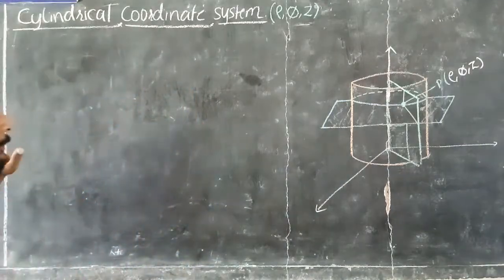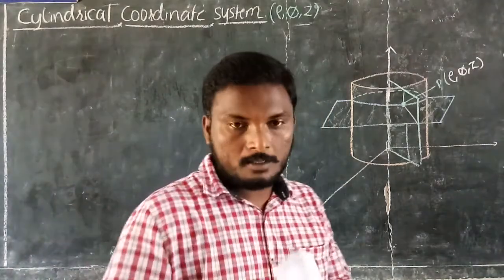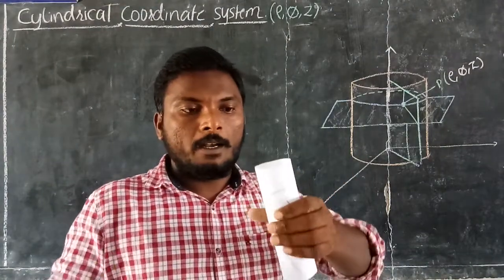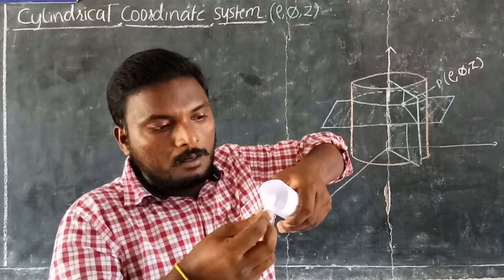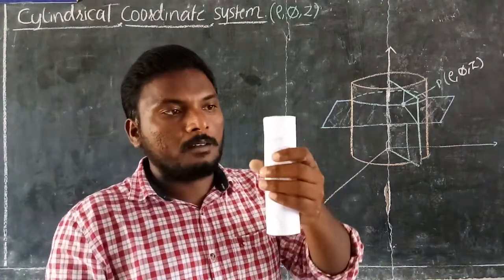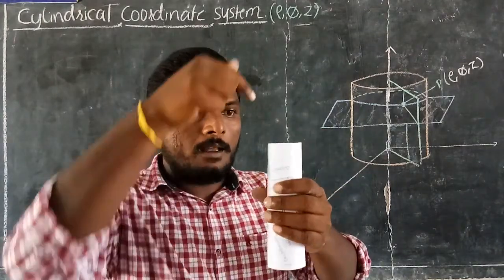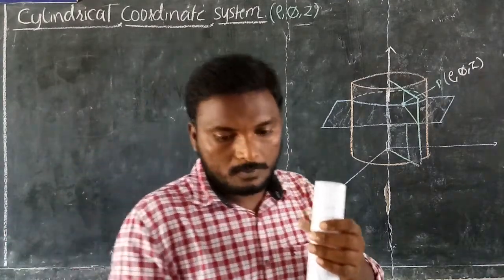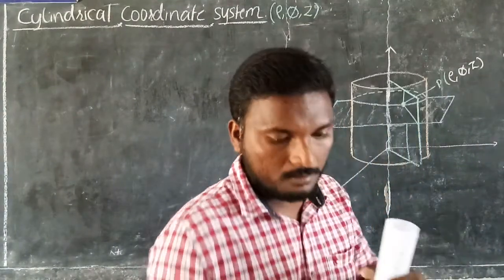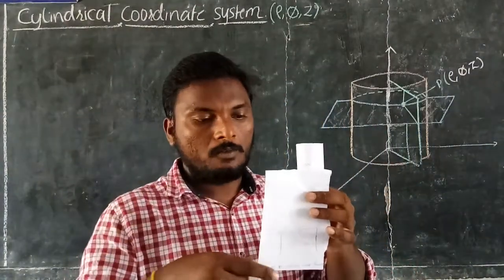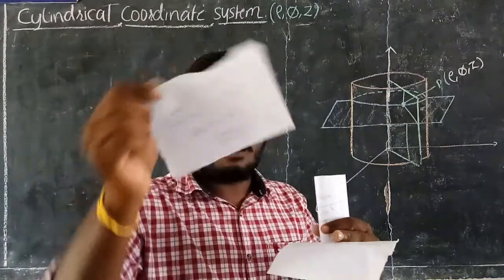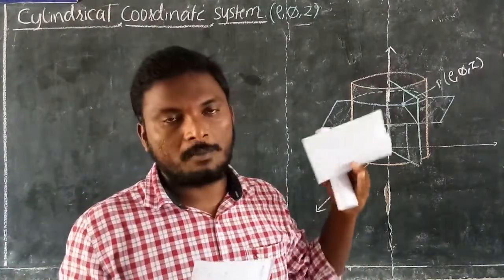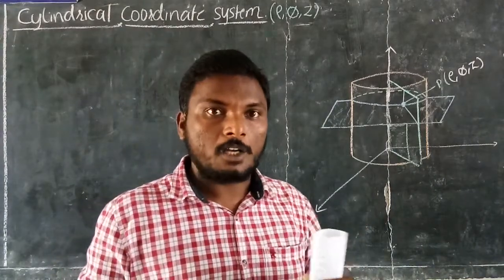Now see, this is your cylinder. It has a radius rho, and I am placing my cylinder on the z axis, and its axis is on the z axis. Similarly, these are the two planes. One is the constant z plane and one is the half plane, which is perpendicular to the xy plane. It is making an angle phi with respect to the xz plane. That angle is called the azimuthal angle.